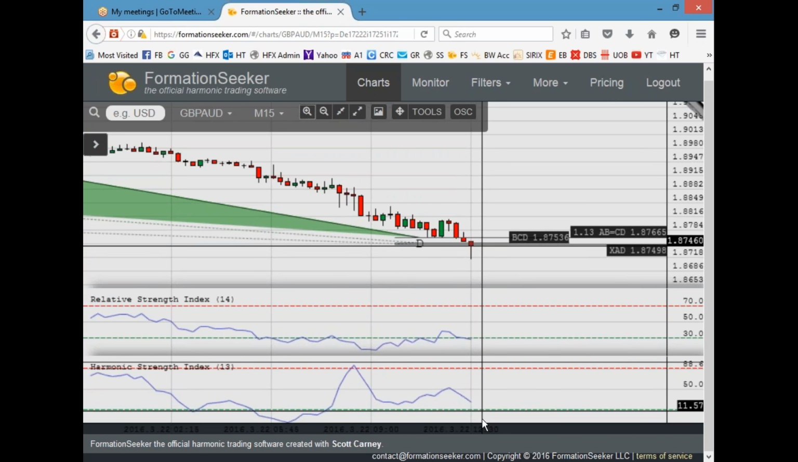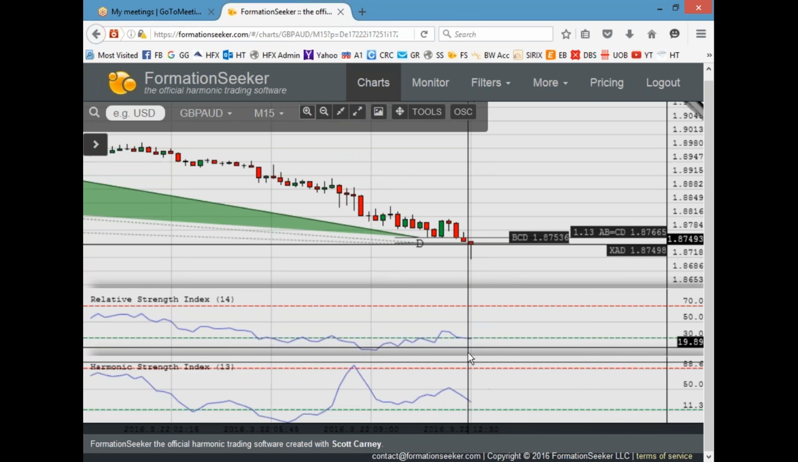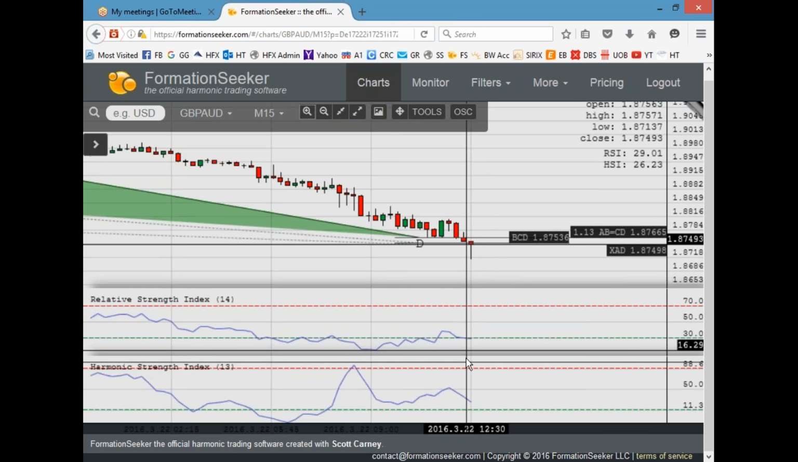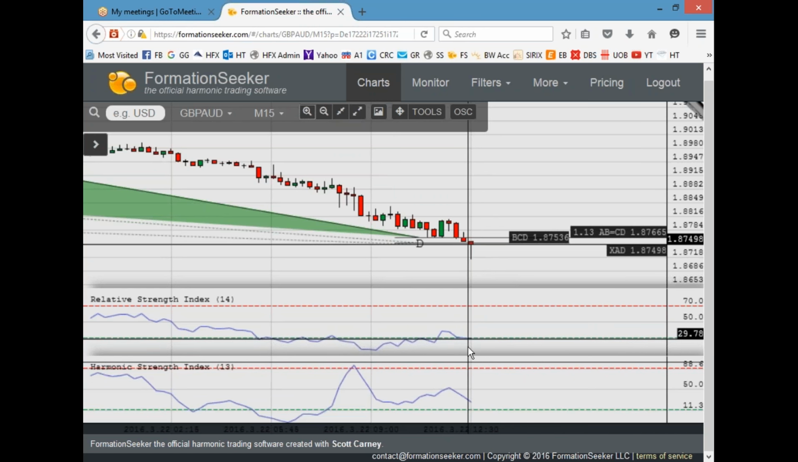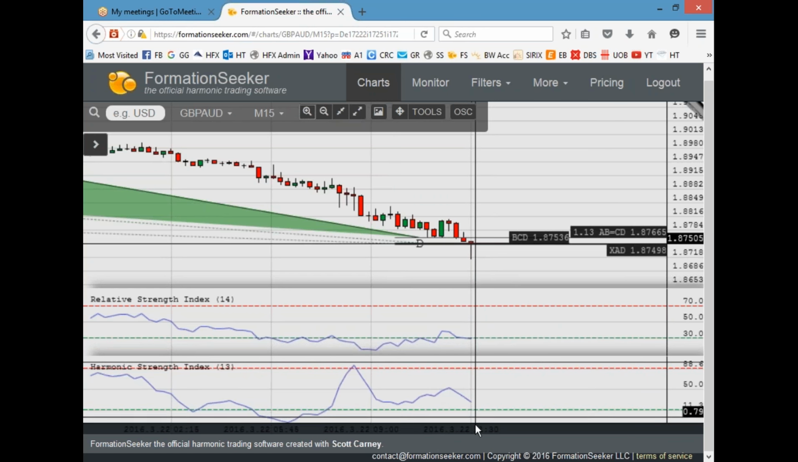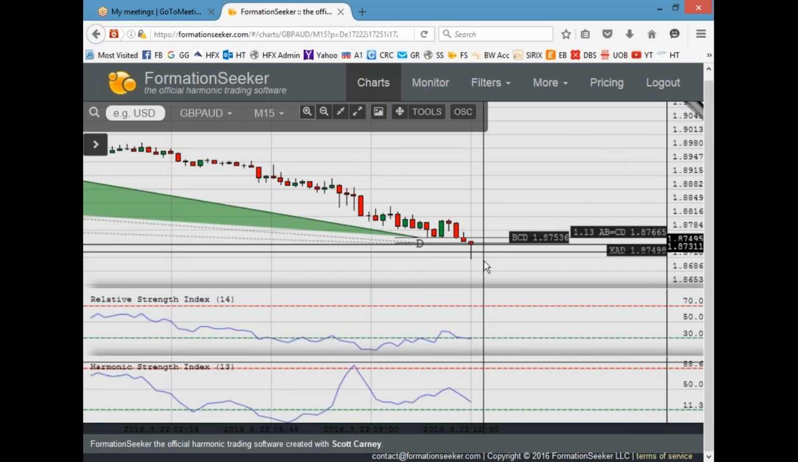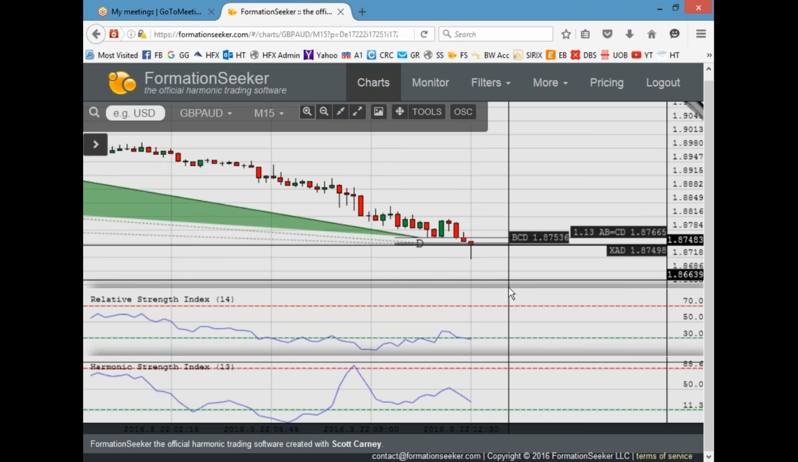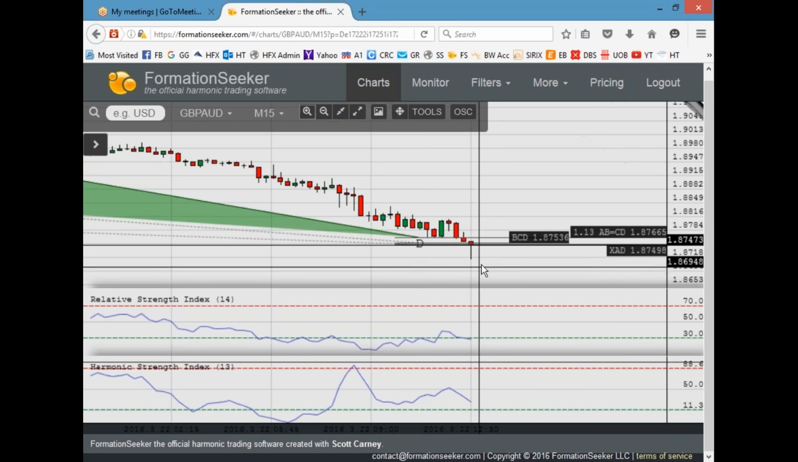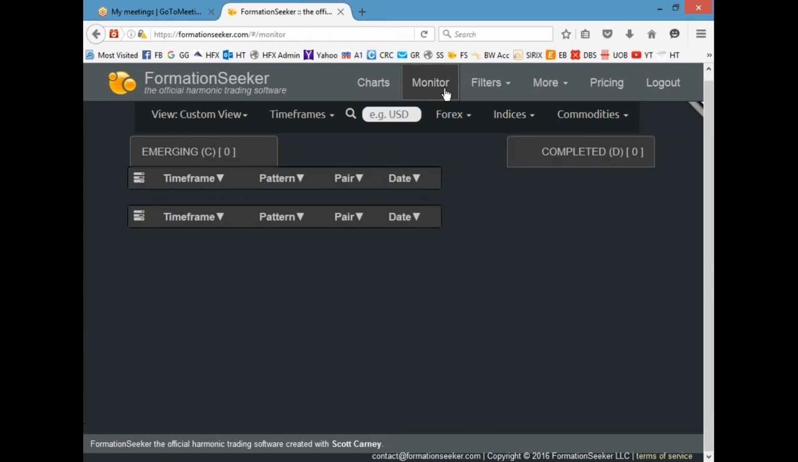Okay, so this is a good example of how, even though all the stars are aligned, you should not take this trade. That's the difference between RSI and HSI. RSI will tell you that this is a potential trade because it's at the oversold area, but HSI is telling you no, this may continue lower. So let's take a look at it in about 1 hour's time and see how this trade panned out.